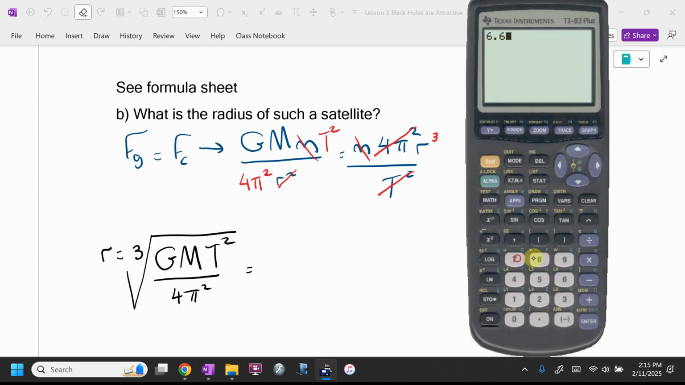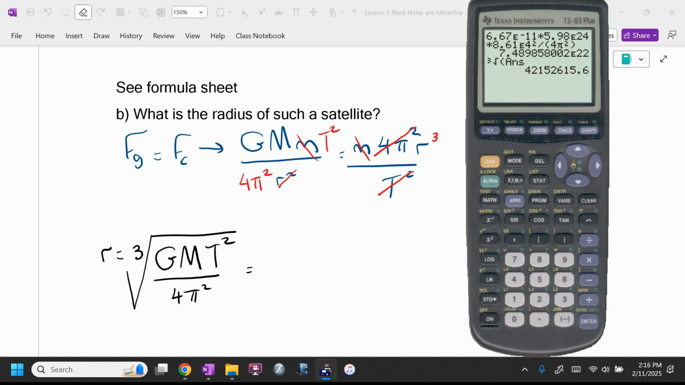So big G, 6.67 times 10 to the negative 11, times big M, 5.98 times 10 to the 24th, times the period, 8.61 times 10 to the 4th. Don't forget the squared. I missed the decimal point. And then divided by, I have to put the bottom in brackets, or you could have used your fraction button, 4 pi squared. I'm double checking for typos. I think I typed it in right. I get that, and then I'm going to press the cube root and answer button. I got 42152615.6. See if you get that.